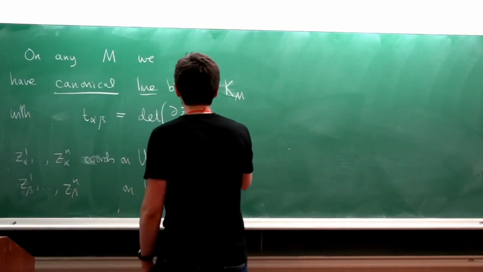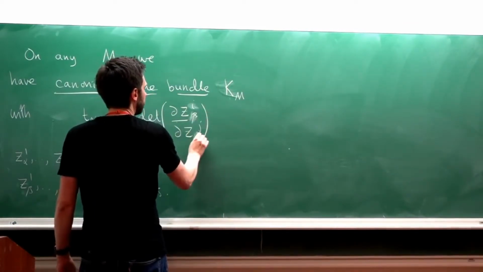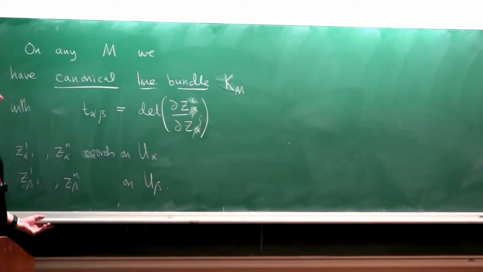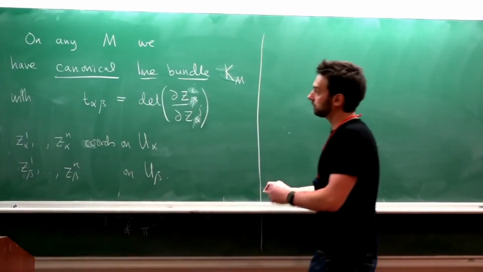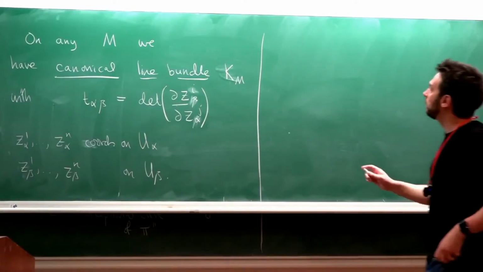It's holomorphic because the coordinate changes are always holomorphic. So maybe I got that the wrong way around. Sorry, it should be beta alpha. I always get that wrong. This certainly satisfies these conditions. You can easily check. It's non-vanishing because these are genuine coordinate changes. And so that's called the canonical line bundle.